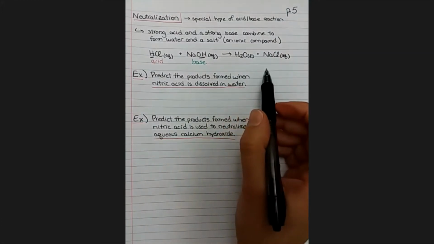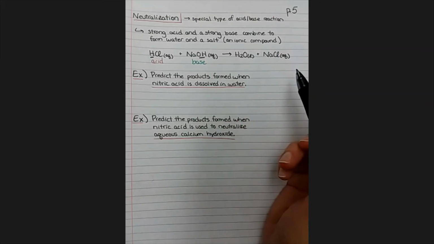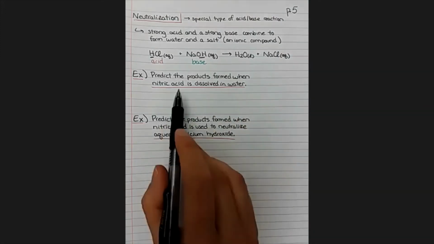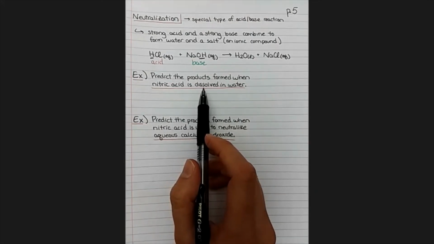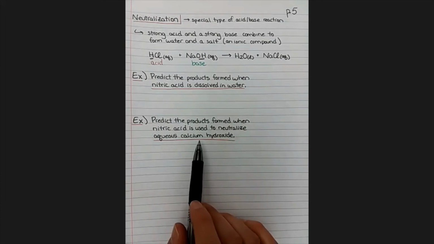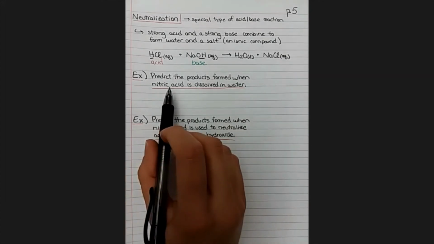It's soluble in water. So the main tasks that you need to be able to do with acid-base reactions at this time is to predict the products when a strong acid or a strong base is dissolved in water, and to be able to predict what happens from a particular neutralization reaction. So let's do an example of each.